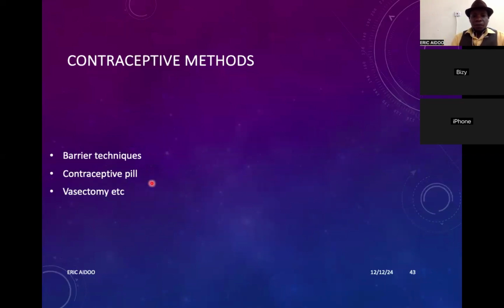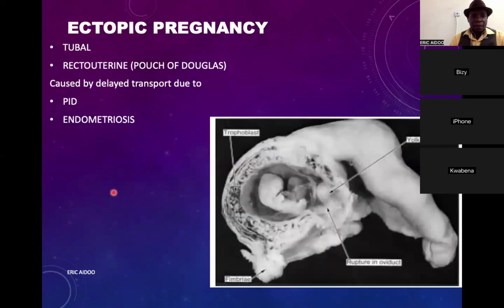So the contraceptive methods that can be used include barrier techniques, contraceptive pills, vasectomy, and so on. There are so many of them. Other implants are there.